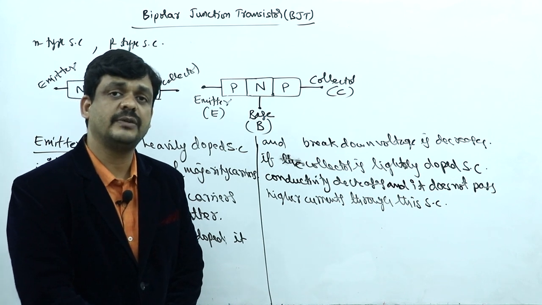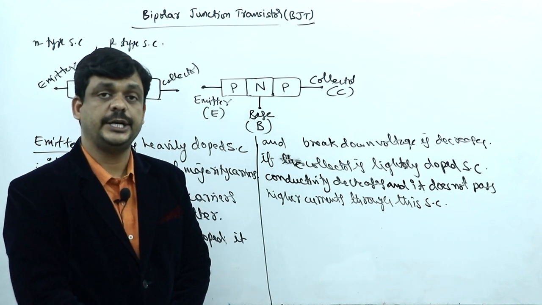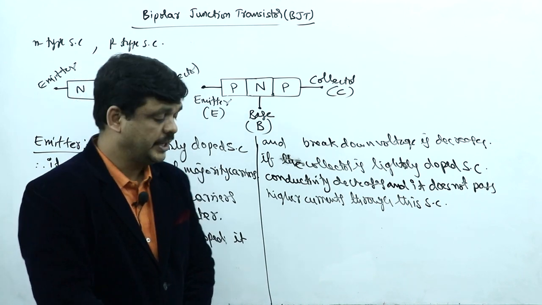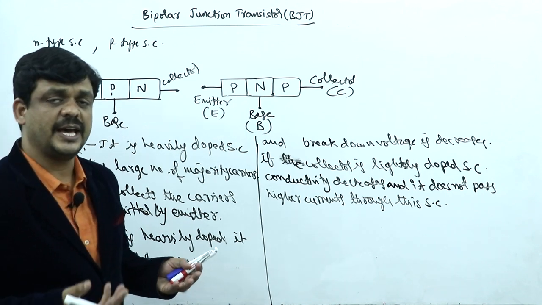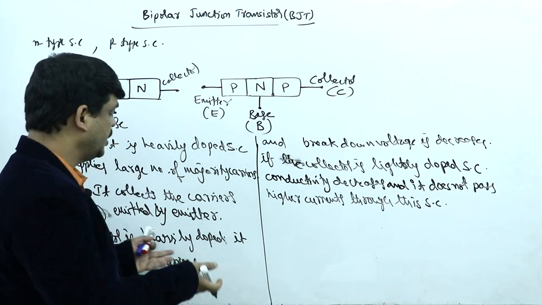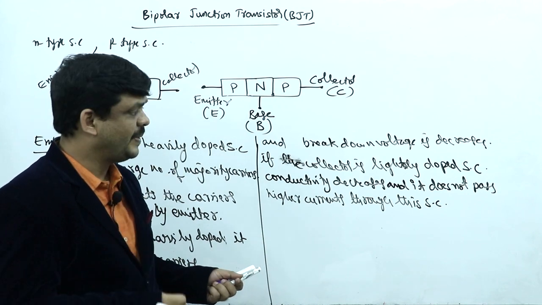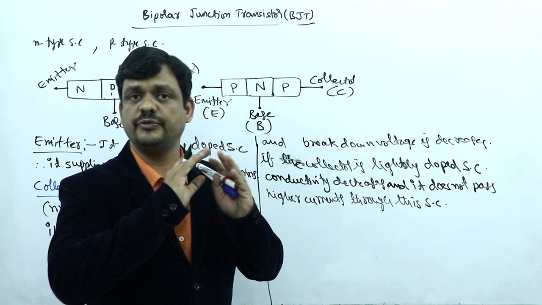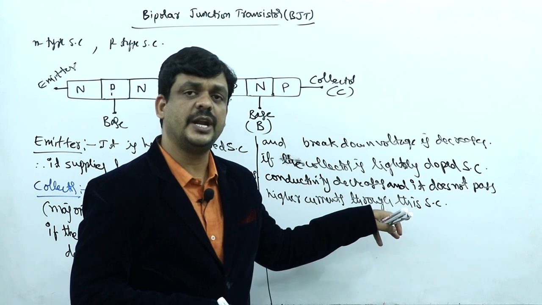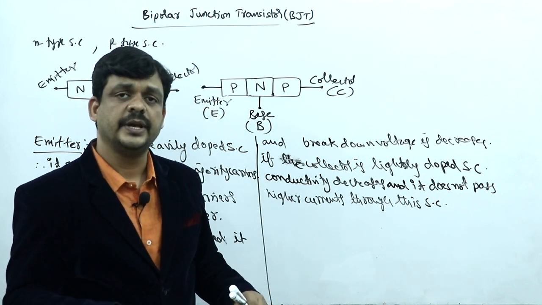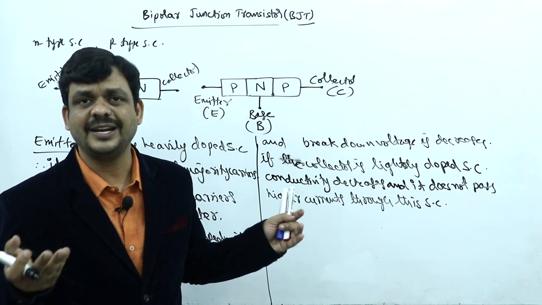But according to our practical requirement, we want high current to pass through the collector, right? And it requires the breakdown voltage to be very high, right? So if the collector is heavily doped, it does not collect the carriers because carriers always flow from higher concentration to lower concentration, and breakdown voltage decreases. So we won't take a highly doped semiconductor. And if it is lightly doped, conductivity decreases. If the doping level is very less, it does not pass the high current. This is also not transistor action.